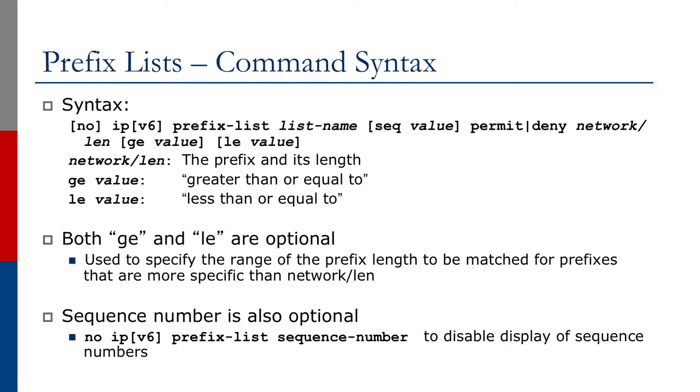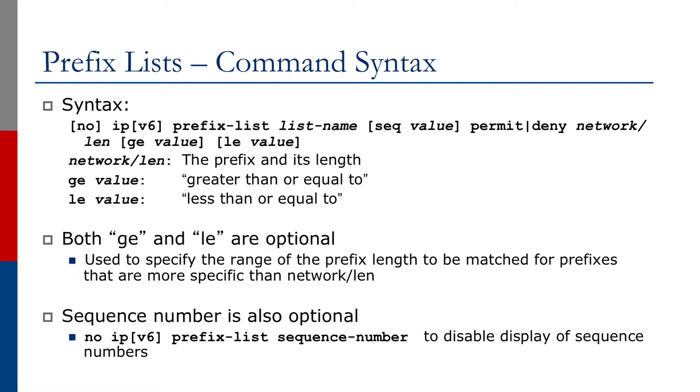The sequence number is also optional, and if you do not want Cisco IOS to display the sequence numbers inside the running configuration, you can say no ip prefix-list sequence-number for IPv4 or no ipv6 prefix-list sequence-number to turn off that display.